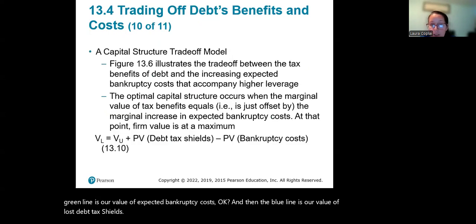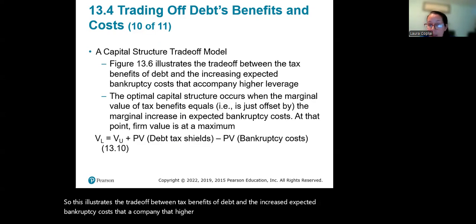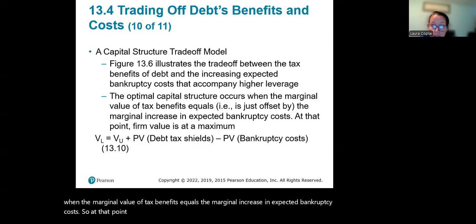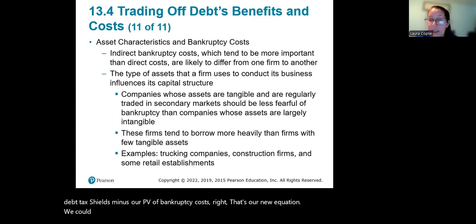So this illustrates the trade-off between tax benefits of debt and the increased expected bankruptcy costs that accompany that higher leverage. So the optimal capital structure occurs when the marginal value of tax benefits equals the marginal increase in expected bankruptcy costs. So at that point, the firm's value is at a maximum. So VL is equal to VU plus PV of our debt tax shields minus our PV of bankruptcy costs, right? That's our new equation. We can look at asset characteristics and the bankruptcy costs.